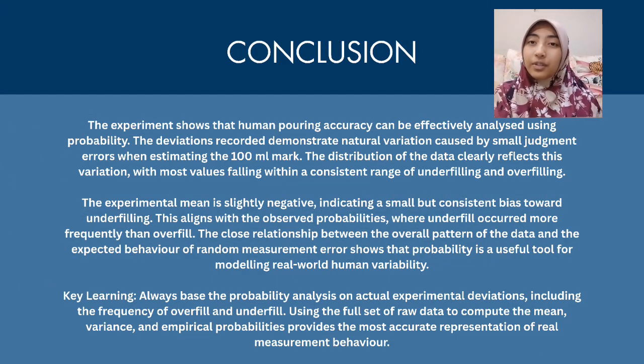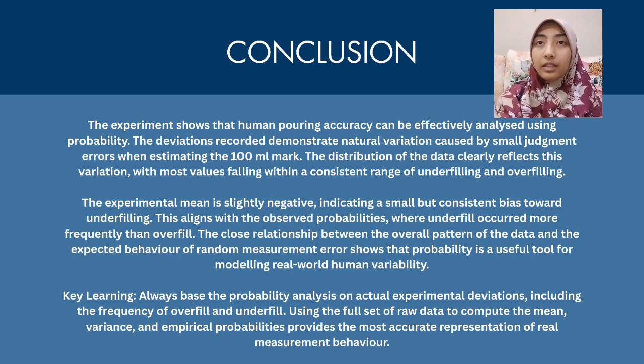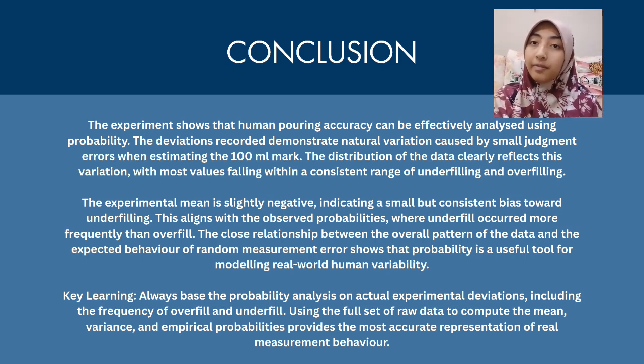As for the conclusion for the experiment, the experiment shows that human pouring accuracy can be effectively analyzed using probability. The deviation recorded demonstrated natural variation caused by small judgment errors when estimating the 100 ml mark. The distribution of the data clearly reflects this variation, with most values falling within a consistent range of underfilling and overfilling. The experimental mean is slightly negative, indicating a small but consistent bias toward underfilling.